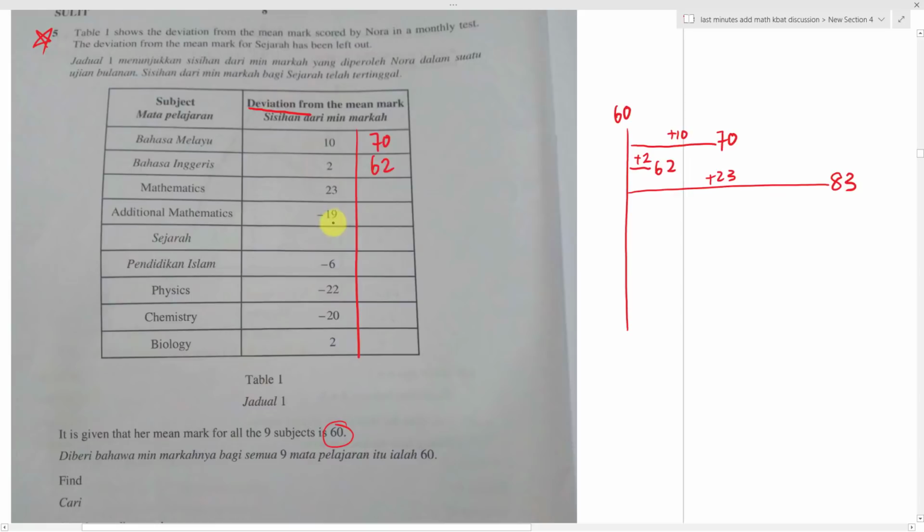Alright, this is minus 19. Then I go the other side. This is minus 19, then I will get 41. So this is 41. This is 83. This one is unknown, so I will do the same thing back. This one will be 54. And then this one will be 38. And then this one will be 40. This one will be 62. Alright, these are their real marks.